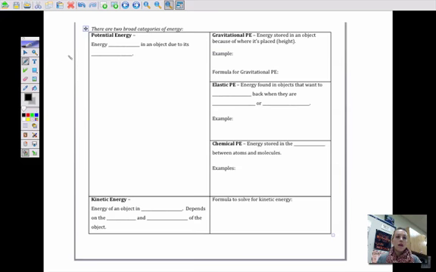There are two broad categories of energy. There's potential energy and kinetic energy. Potential energy can be further separated into 3 different types of energy: gravitational, elastic, and chemical. But what is potential energy? Potential energy is energy stored in an object due to its position.